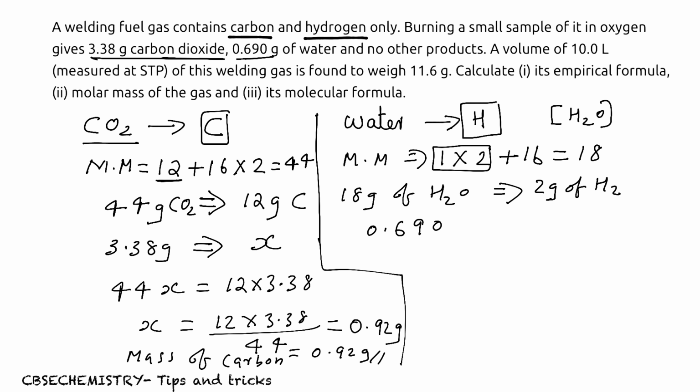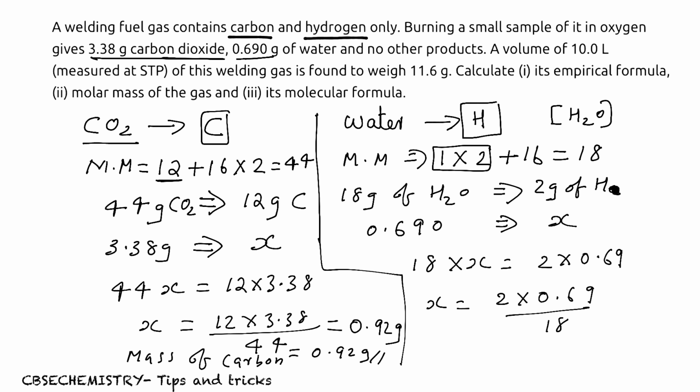As per the question, how much water is there? 0.69 gram. So 0.69 gram of water contains how much hydrogen? You are not supposed to write H2, okay, H. Now cross multiply it. 18 into x is equal to 2 into 0.69. So x is equal to 2 into 0.69 by 18. On calculating, you will get 0.077 gram. So we got the mass of hydrogen and the mass of carbon.